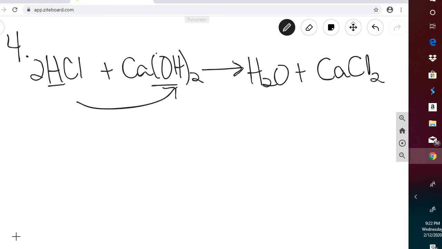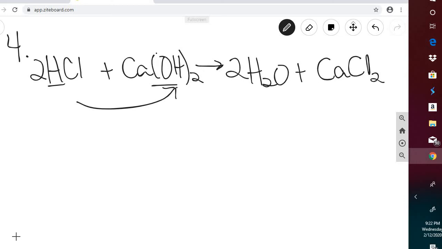Okay, now let's balance it. Put a 2 there. Now we have 4 hydrogens over here. We only have 2 over here. So let's put a 2 there. I think that's probably it then, and it's balanced.